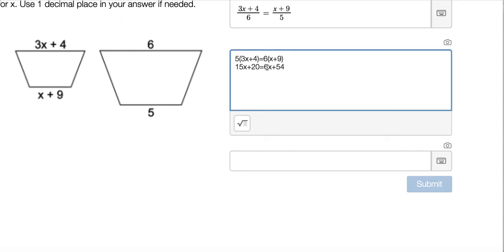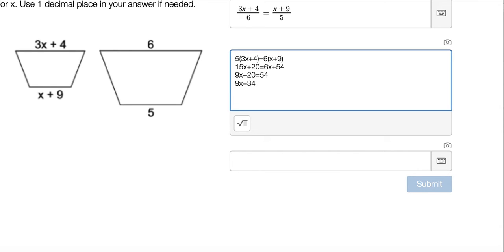I subtracted 6x from both sides, leaving me with 9x plus 20 equal to 54. And then if we subtract 20 from both sides, we're getting 9x equals 34.